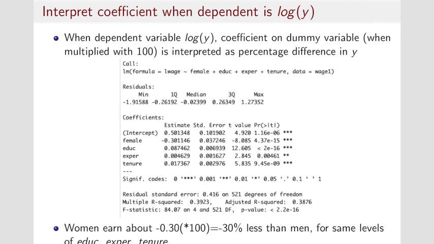When the dependent variable is in log terms, we have the percentage interpretation. Here for the same regression model, now the dependent variable is the log wage. The coefficient for the female dummy is minus 0.3. It means that the females earn about 30% less than the males for the same level of education, experience, and tenure.